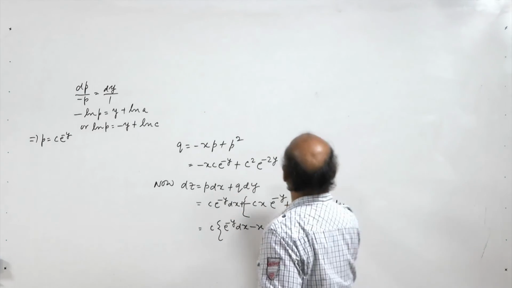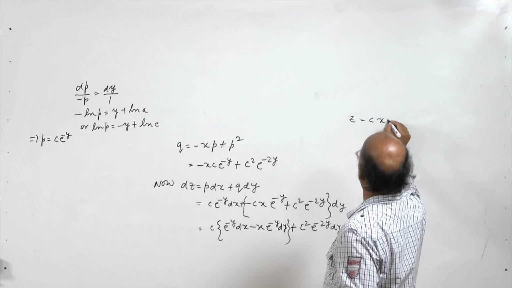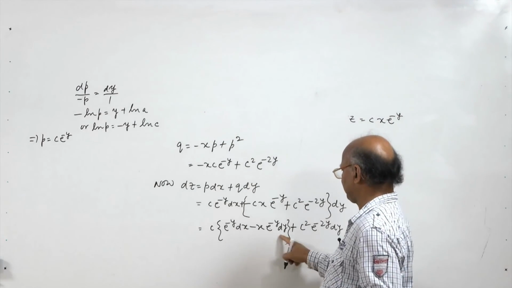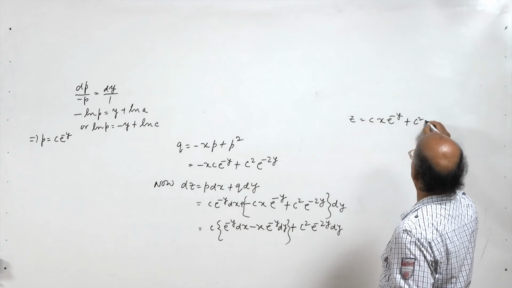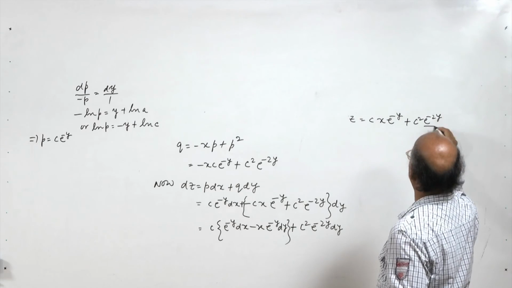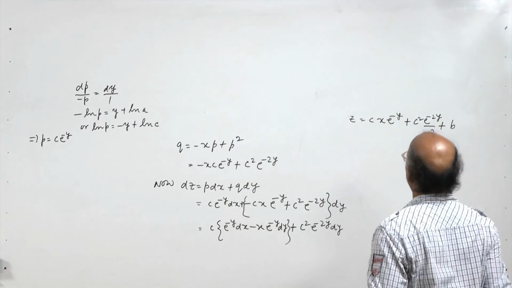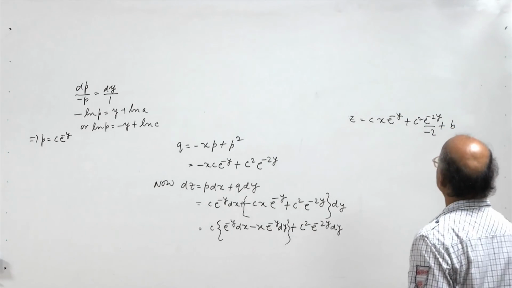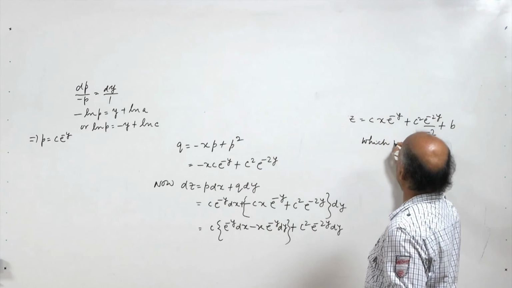Okay, so integrating we get z equal to c x times e to the power minus y from here, and then c square e to the power minus 2y divided by minus 2, plus some constant which we can take as b. So now this solution involves two arbitrary constants b and c, and so it is the required complete integral.